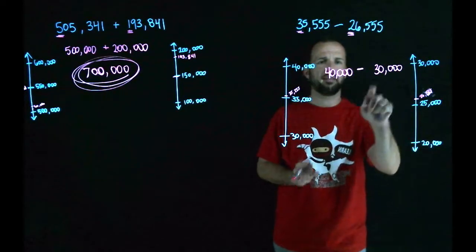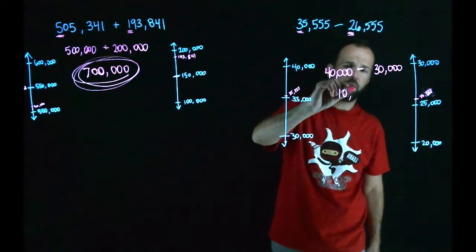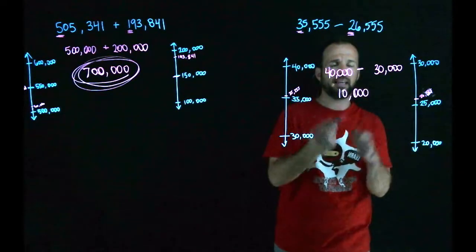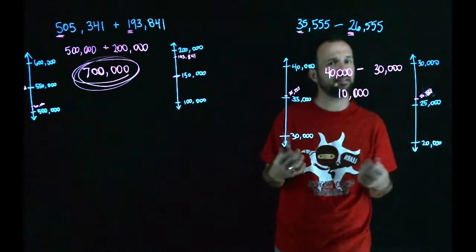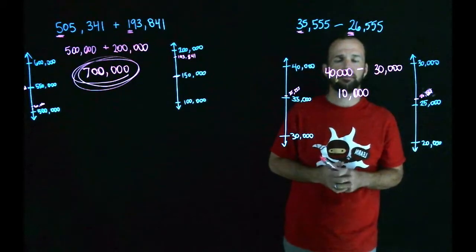So 4 minus 3 is going to give me 1. So I would have 10,000. And there we go. So my answer would be 10,000, or at least my estimate would be, right? I rounded these two numbers. I got an estimate of 10,000. And I'm good to go there.